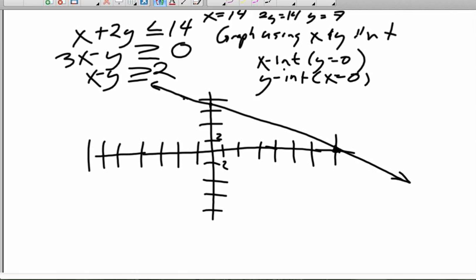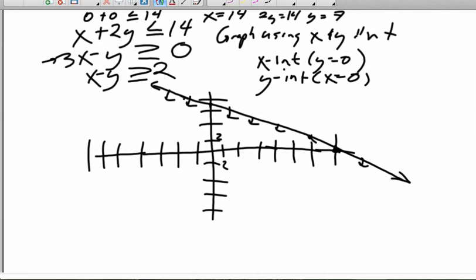Okay, again, (0, 0) is not on the line here, so I'm going to check this one. I'm going to have 0 plus 0. Is that less than or equal to 14? The answer is true. So the area on this one is going to be below it. It's the area that contains (0, 0). Now I'm going to plot this one.